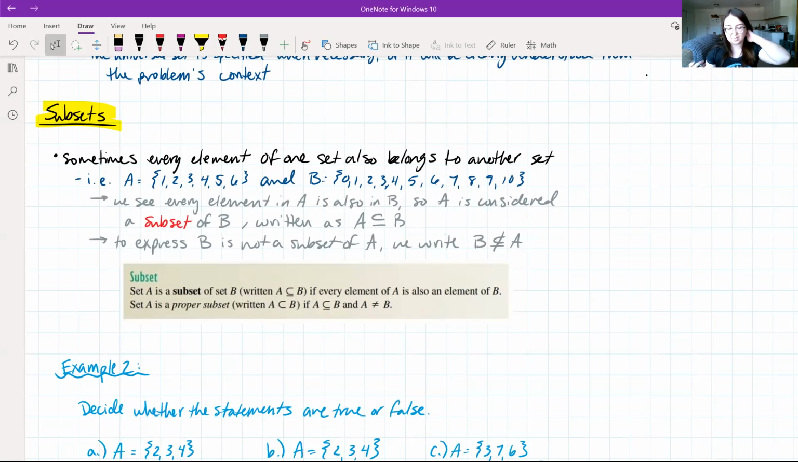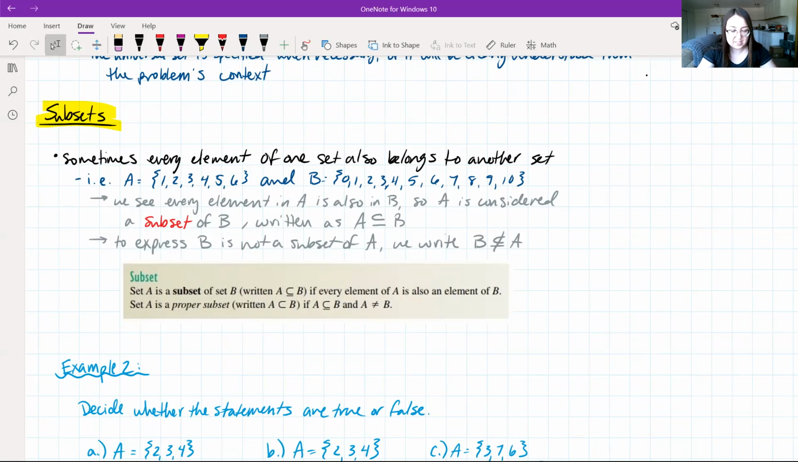And if something is not a subset, then it's the same symbol just with a slash through it. Now we reverse this, since we know that B is not a subset of A, since there are values in B that are not in A. So we would say that B is not a subset of A, with the same symbol with the slash through it.